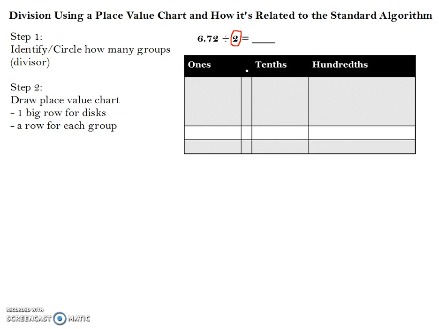Step 2 is you want to draw your place value chart. You want one big row where you're going to put all of your discs, and then you want a row for each group that you are doing. Your divisor is 2 in this case, so you need 2 groups, which is 1, 2. So altogether you should have 3 rows on your place value chart. You also want to make columns to match the dividend in your problem. In this case, I have 3 columns because I have 3 numbers in my dividend.